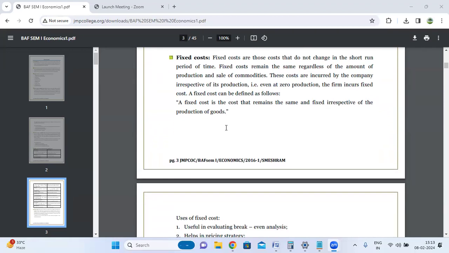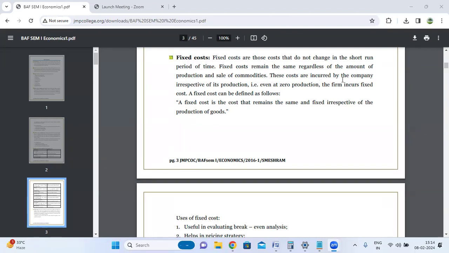Next one, fixed cost. Fixed costs are those costs that do not change in a short period of time. Fixed costs remain the same regardless of the amount of production and sale of commodities.